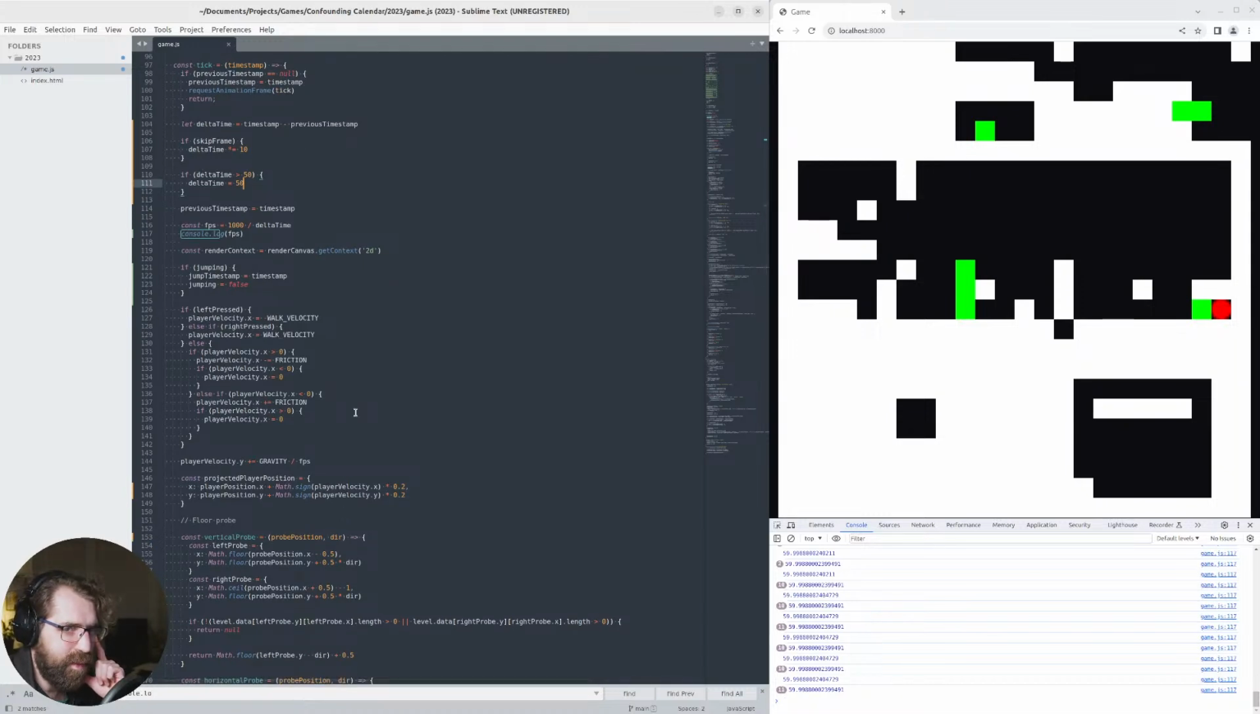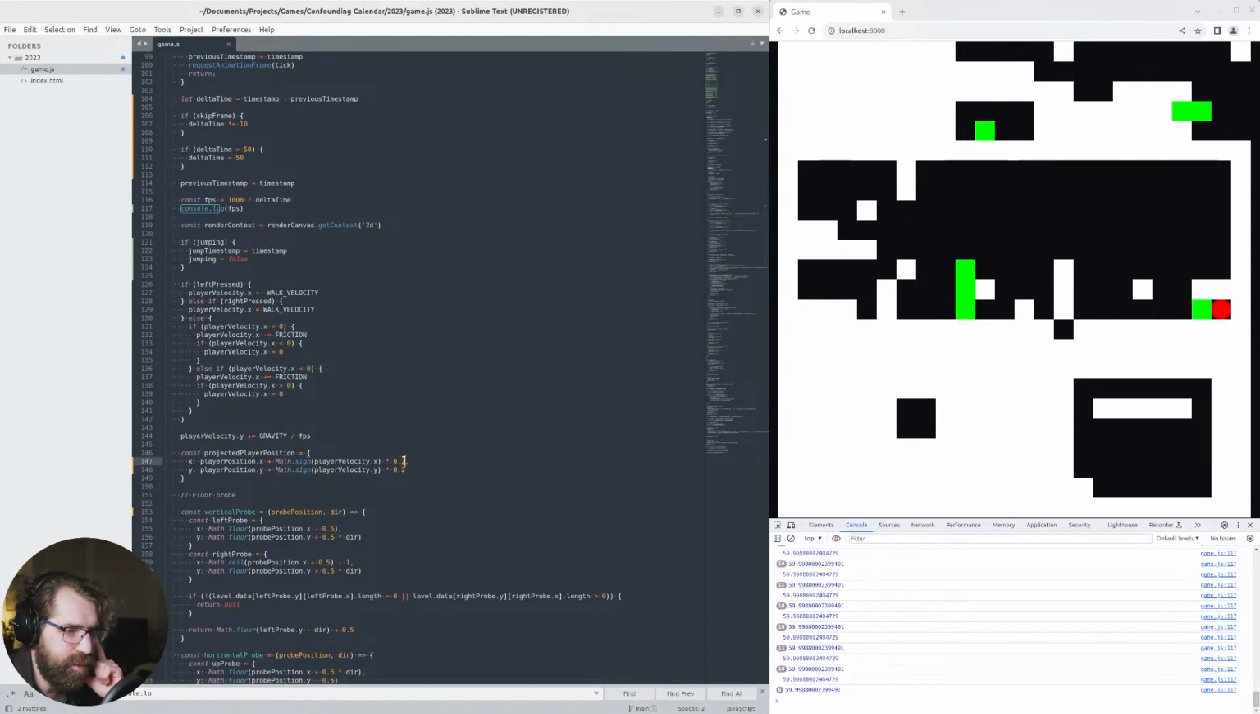Does that just imply that my probes need to be further away from me? Because if I'm falling towards the ground... Ooh, why is physics so horrible? And remind me, what are the units of these? I should really write this down somewhere. So player position is in cells. So if my probes are always half a cell away. No, it's not my probes, it's my projected position.